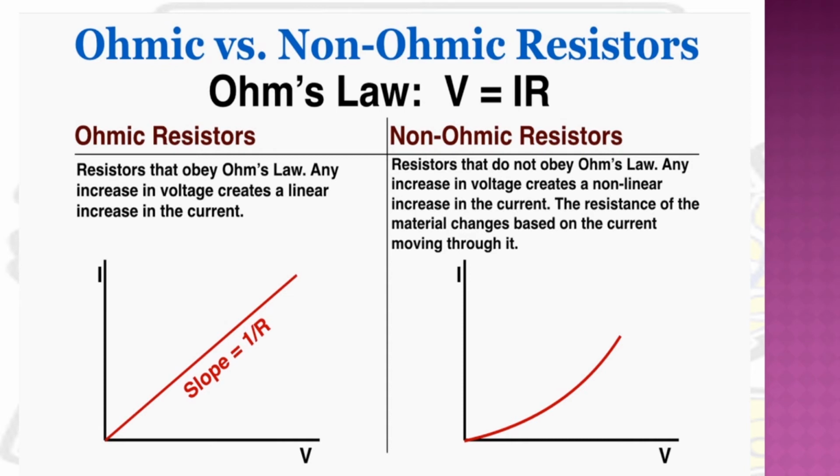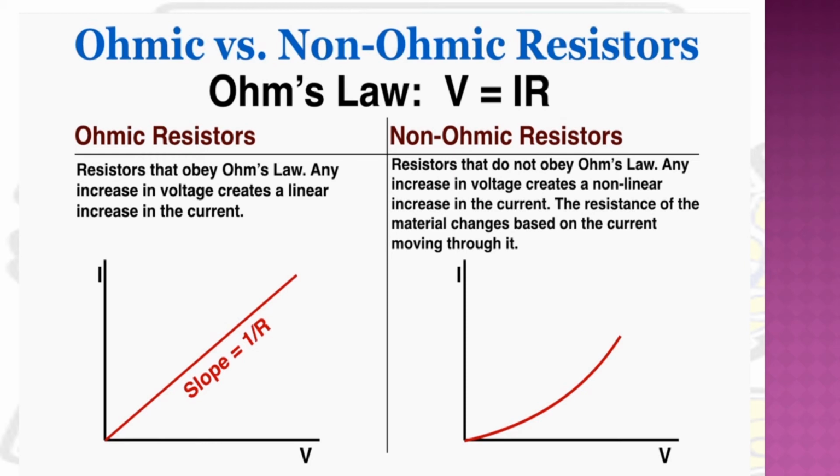Here, ohmic versus non-ohmic resistors are shown by a graphical representation. Ohmic resistors are the resistors that obey Ohm's law, and any increase in voltage creates a linear increase in the current. That is represented in the graph. Slope is equal to 1 over R. On the x-axis there is voltage, and on the y-axis there is current.